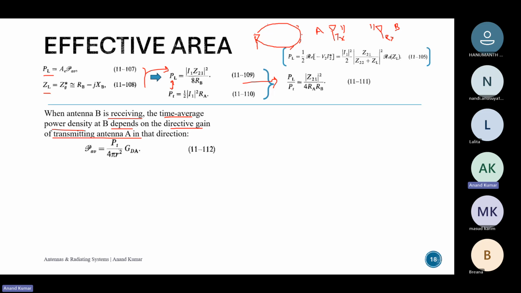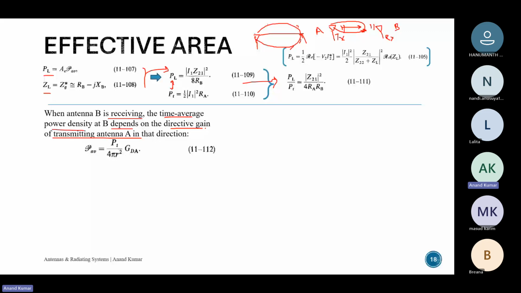So from that information we know, and this is basically due to the directive gain in that direction. So if the antenna A is radiating, and we have the antenna B over here, based on its directional pattern, we have the directive gain in that direction. So we will use that in the expression.